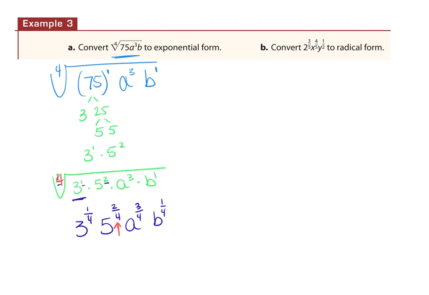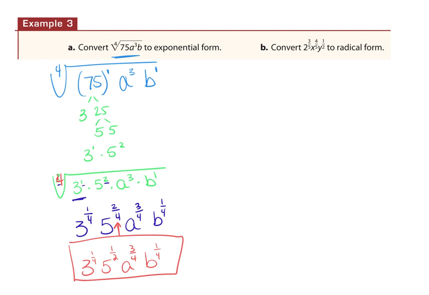So I'm going to say 3 to the 1/4, 5 to the 1/2, A to the 3/4, B to the 1/4. And that's how I would write it in fractional exponents. All right?